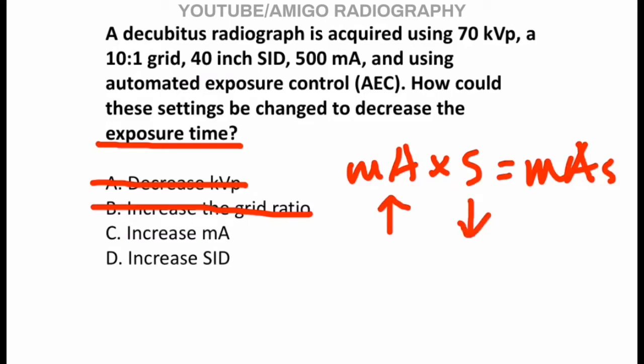It does decrease it. And so we know that C is most likely correct. And finally, we can look at D. If we increase the SID, that's actually going to decrease the rate at which the AEC detects radiation, and therefore that could not be correct either. So A is not correct, B is not correct, C is definitely correct. If we increase the mA, even with an automated exposure control system, that will decrease the total exposure time.